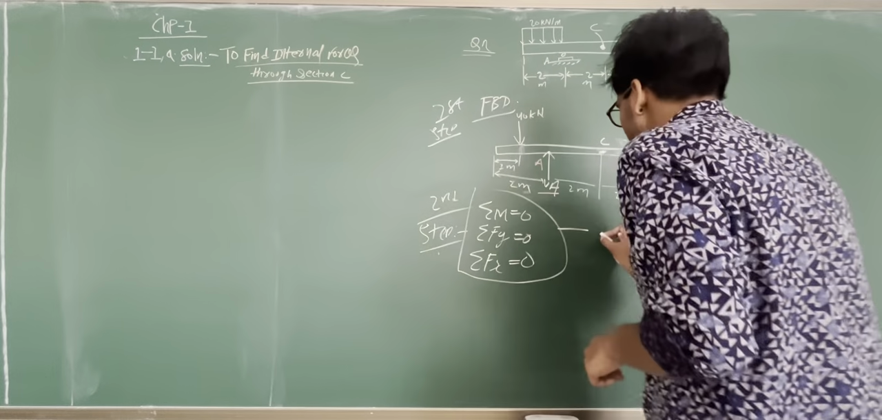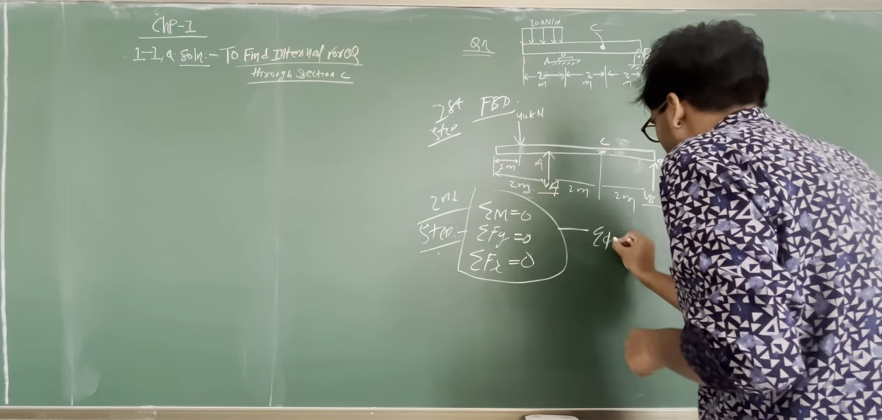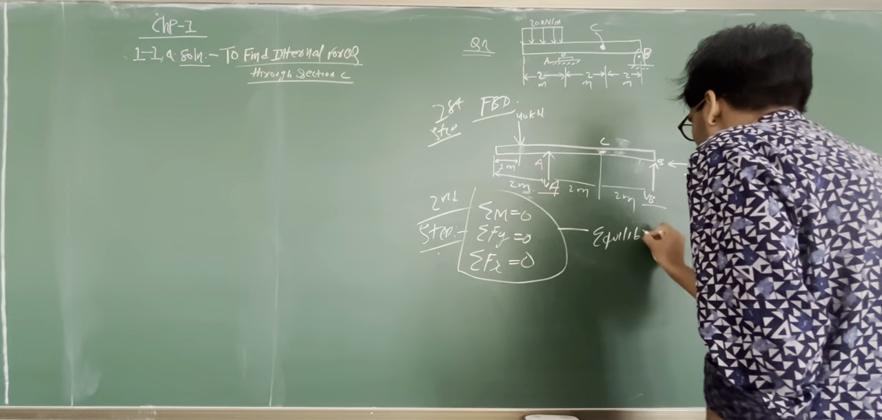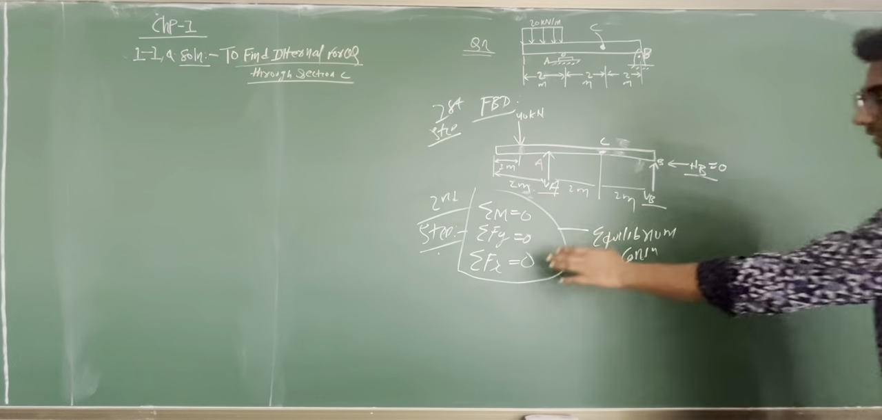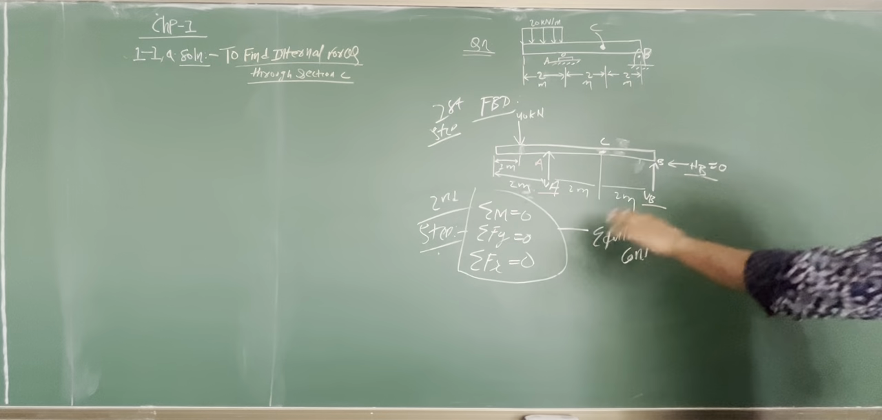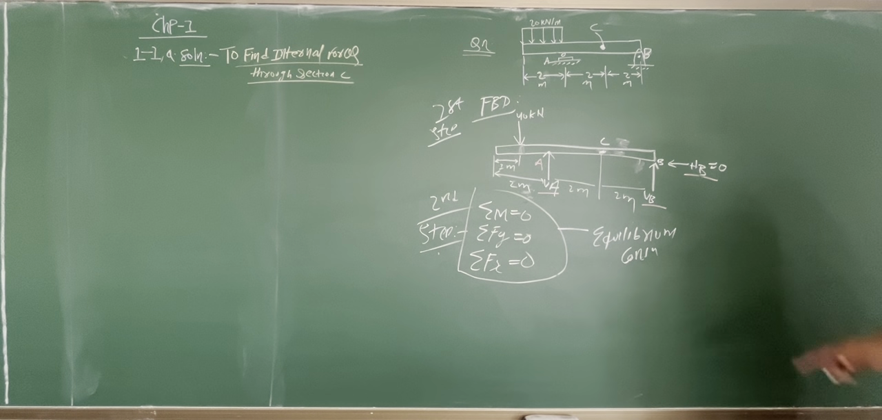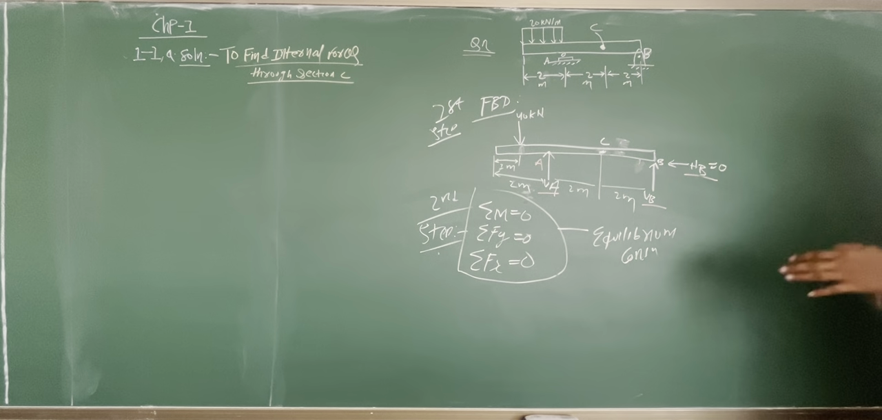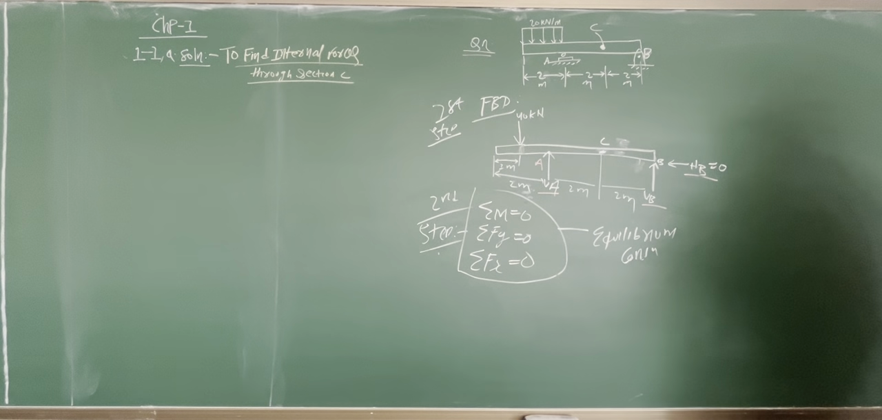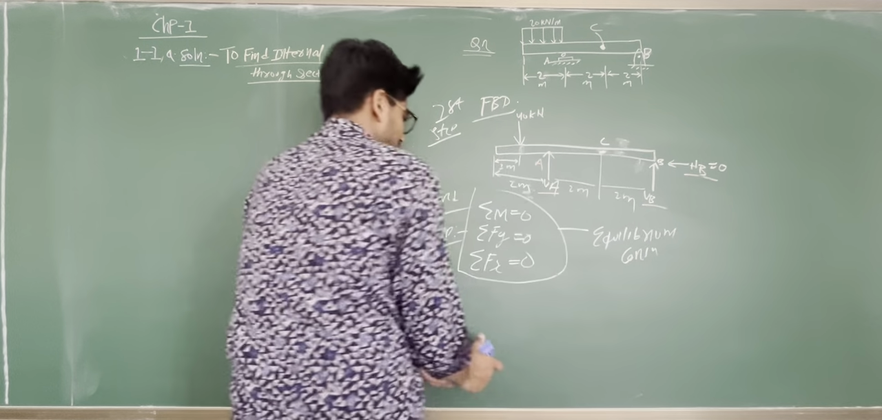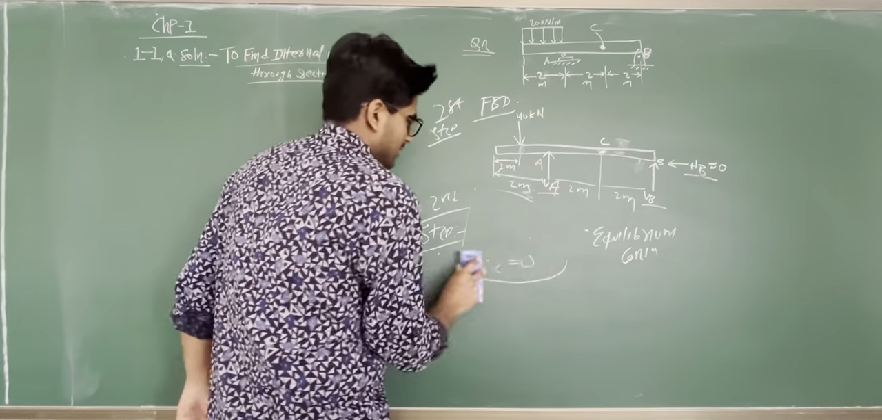I think we can note this one: equilibrium conditions. We have to note this. This is the most important thing to find the support reaction, which you need in most questions. So we have to use this to find VA and VB. So let's use it.